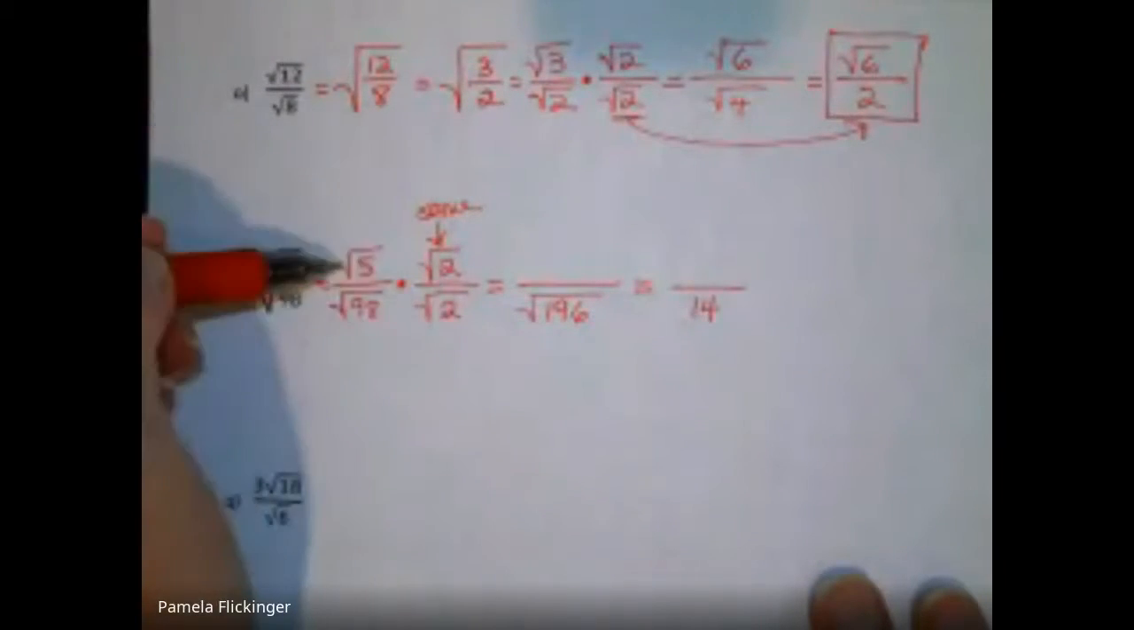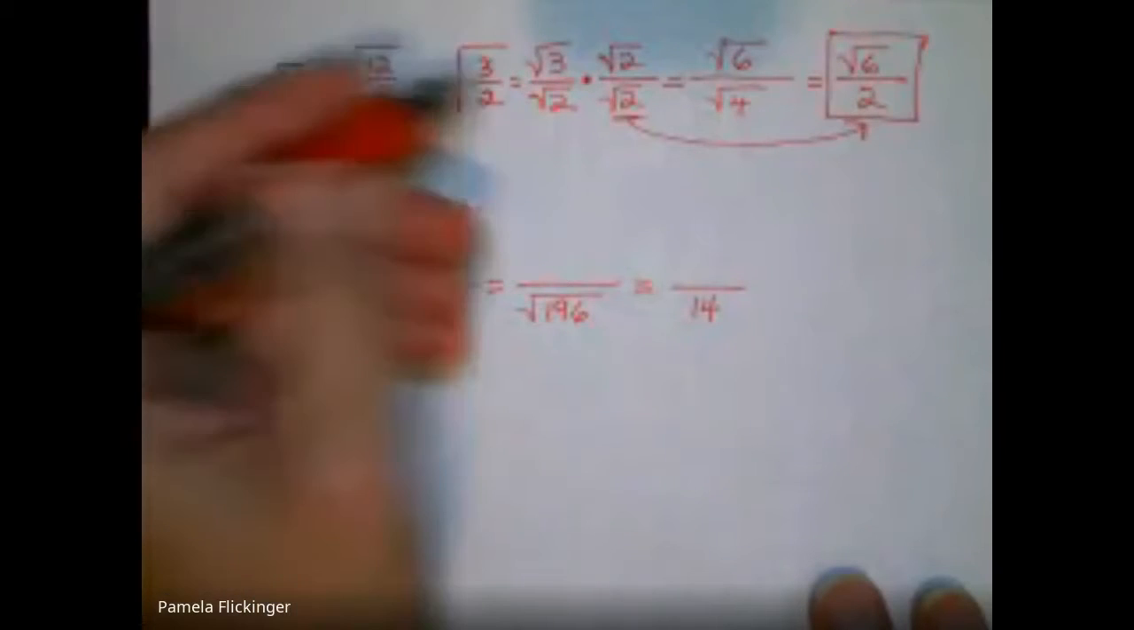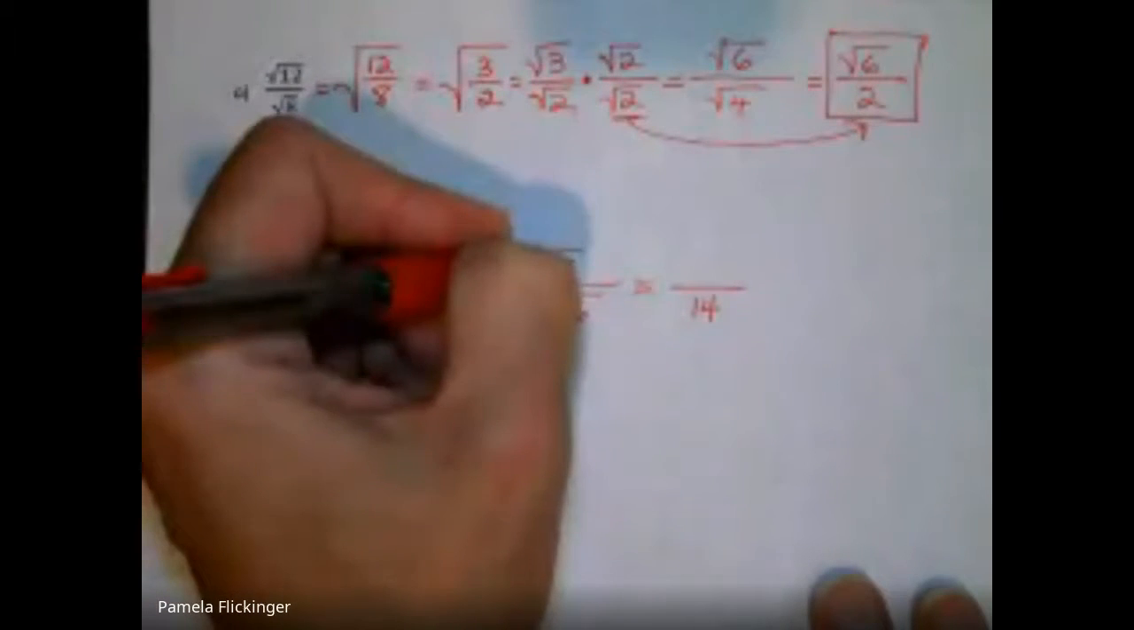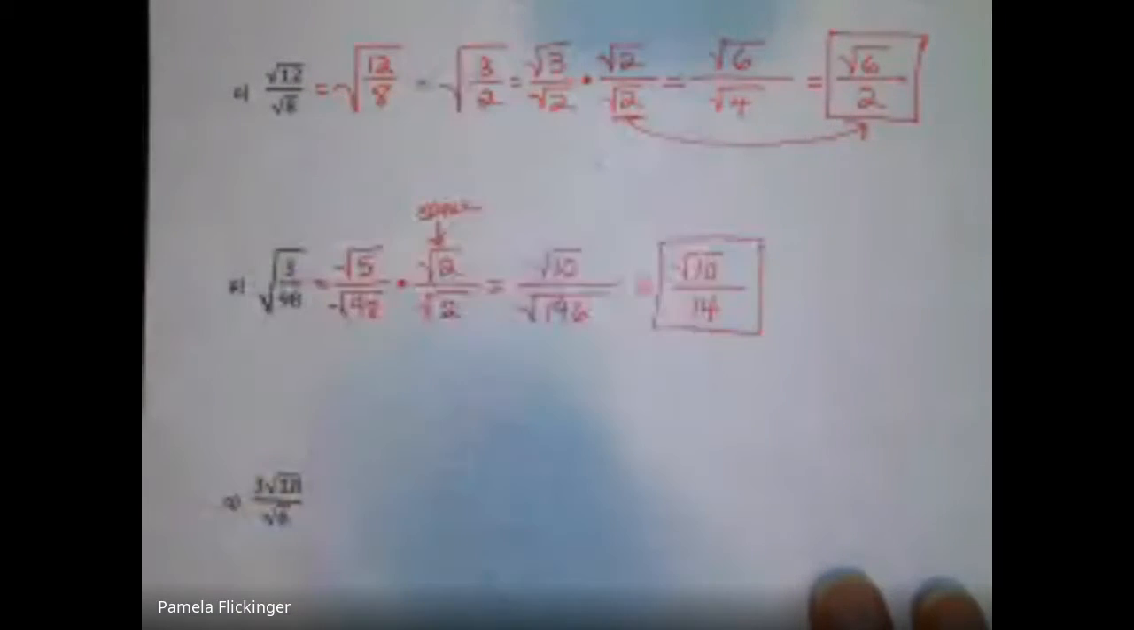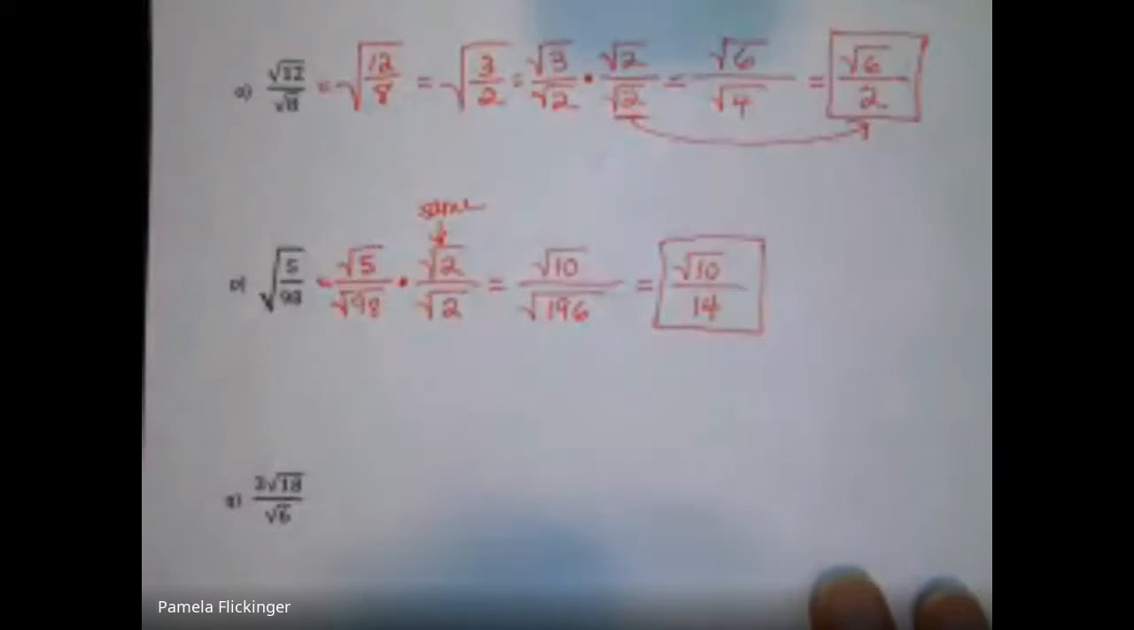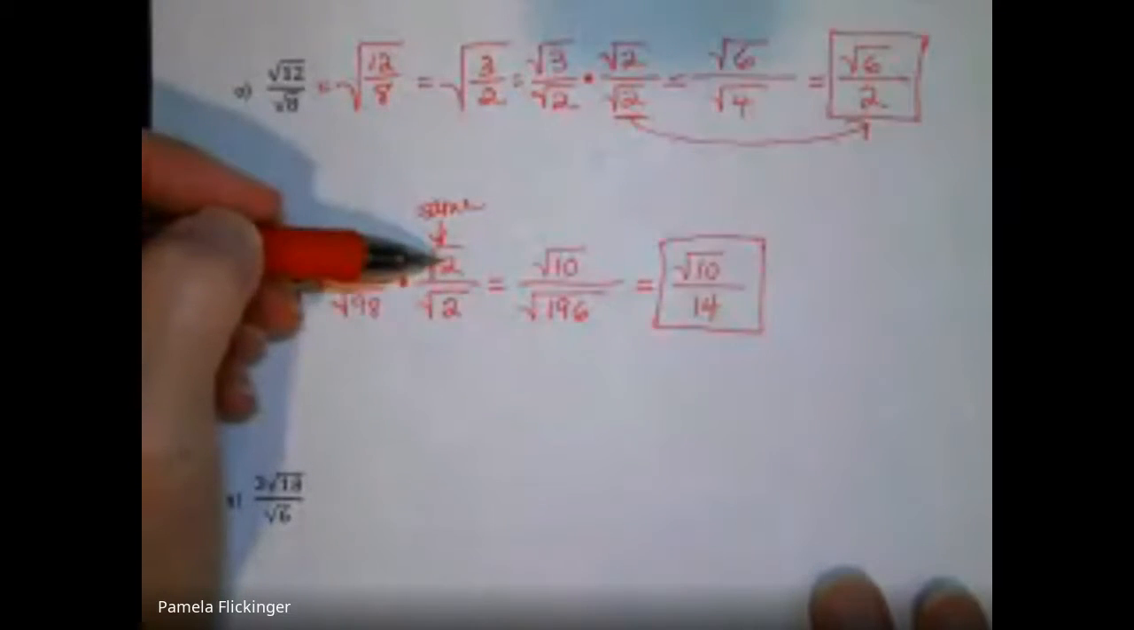So now when I go back up, I'm just multiplying the square root of 5 times the square root of 2, which is the square root of 10, and that does not simplify. So that would be my final answer. Again, you could multiply by the square root of 98, but you're going to be working with some big numbers.